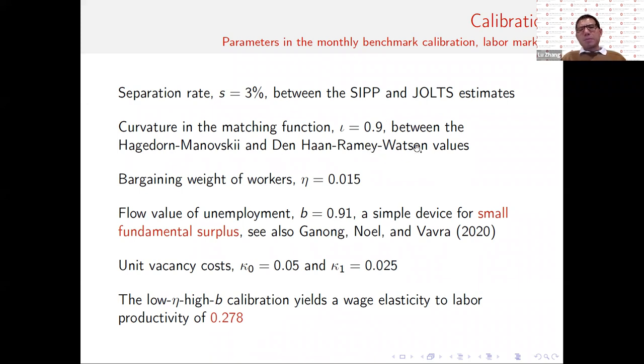Both the prior studies' estimates were not empirical estimates. They were picked to match model moments. We're doing kind of the same thing. The bottom line is that our parameter value is not unreasonable. That's the point we're trying to argue.